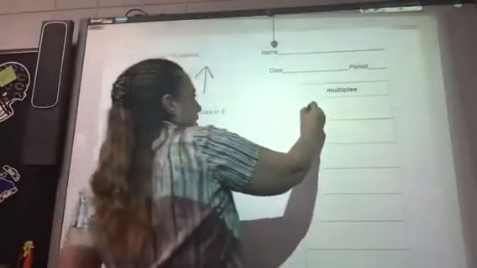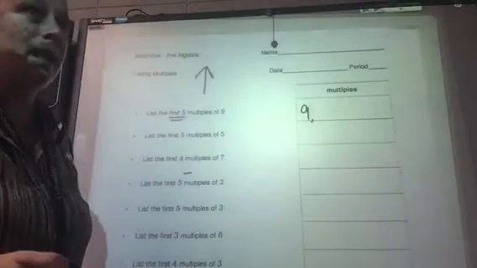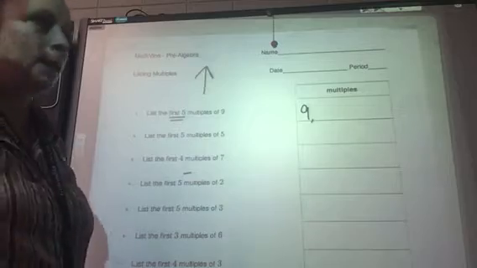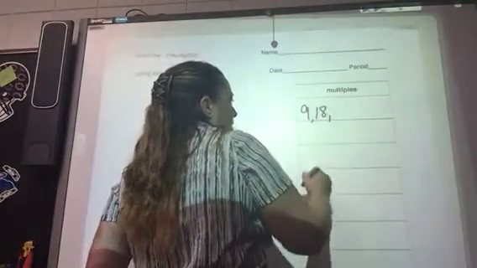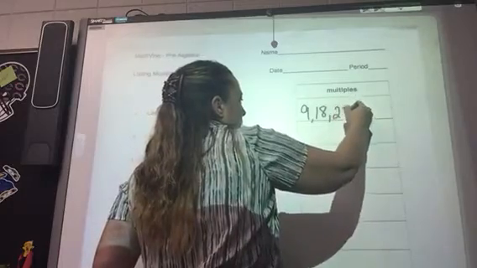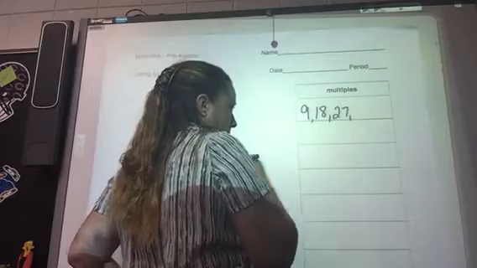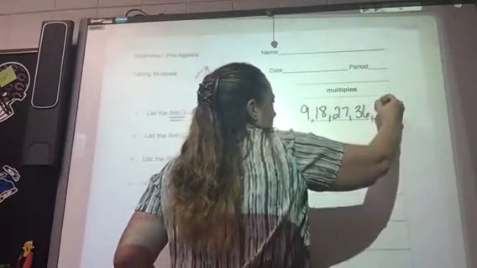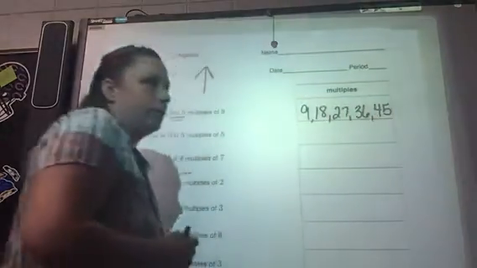Well, the first one's easy. It's 9. And if you don't know your 9s very well, that's okay. Just add 9 more to it. If you can't skip count by 9s, just keep adding 9 every time. So 9 plus 9, 18. Plus 9 more, 27. Plus 9 more, 36. Plus 9 more, 45. 1, 2, 3, 4, and 5.